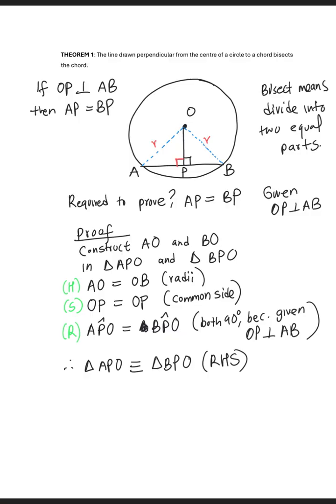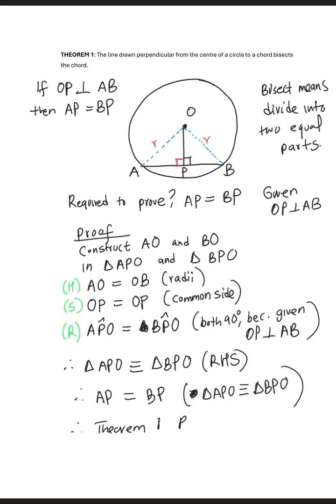Now that we know that they are congruent, we can say therefore AP is equal to BP, and our reason will be triangle APO is congruent to triangle BPO. So this will be our reason, and then we have proved the theorem. So therefore theorem 1 proved.